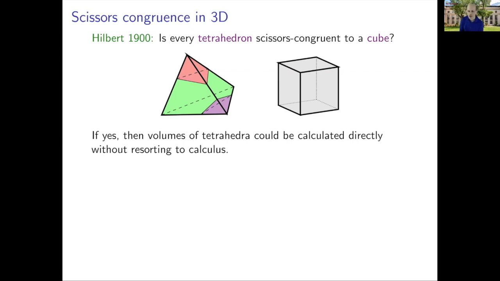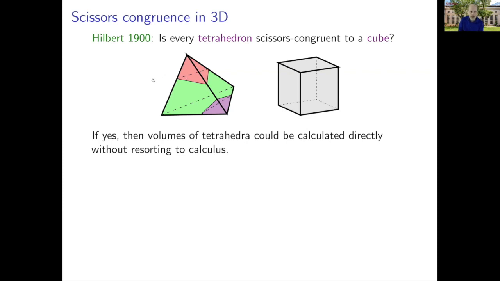The reason he thought this was so important is that if you could always do this, that would mean you would have a method for computing the volume of a tetrahedron. You could compute it by just cutting it up and reassembling it into the cube, because you already know what the volume of a cube is. In some ways, it'd be a conceptually simpler way to explain the formula for the volume of a tetrahedron. You maybe remember that the volume of a tetrahedron is 1/3 base times height.